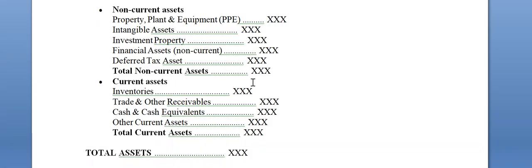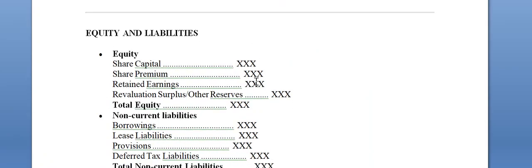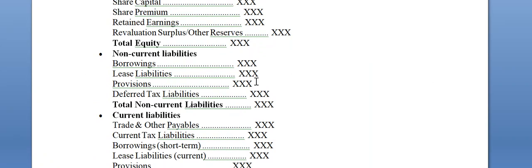Then you have the other aspect, which is equity and liability. I've always told you that you are going to start with equity first. And under your equity, you have the share capital, the share premium, retained earnings, revaluation surplus, other reserves, and then you have total equity. And then you also have the non-current liabilities.